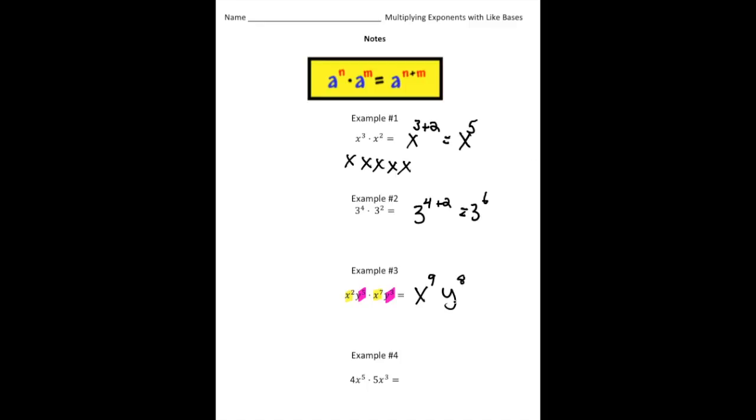And that's it. And then finally, example number 4, we have 4x to the 5th times 5x to the 3rd. Now notice this one, we have a 4 and also a 5. So we can rewrite this as 4 times 5 times x to the 5th times x to the 3rd. We can use the commutative property for that. So now 4 times 5 is 20, and then x to the 5th times x cubed is x to the 8th.